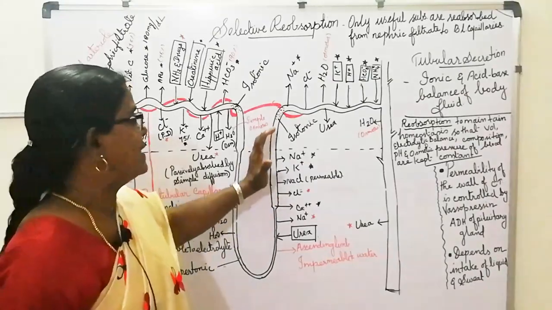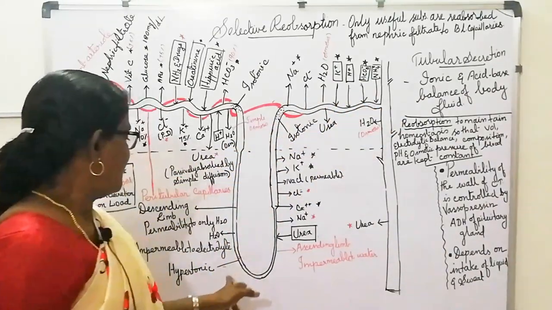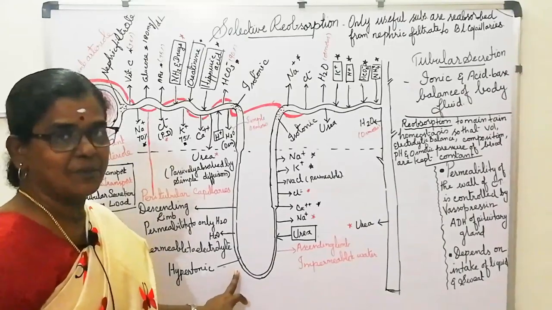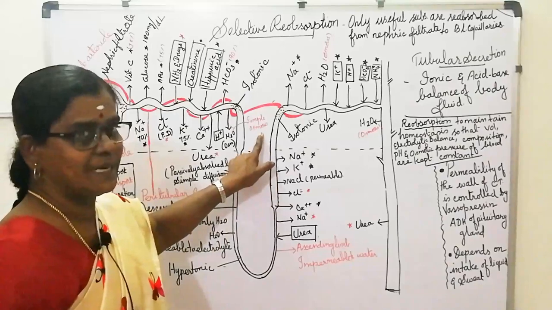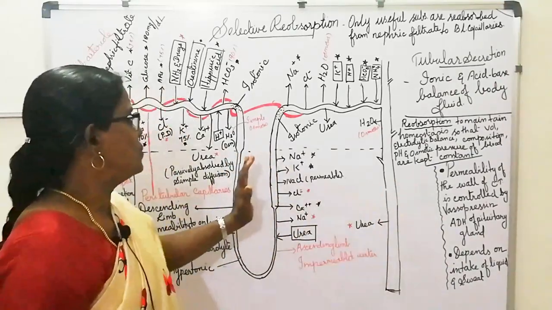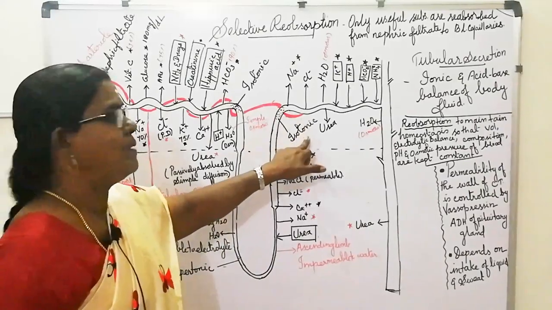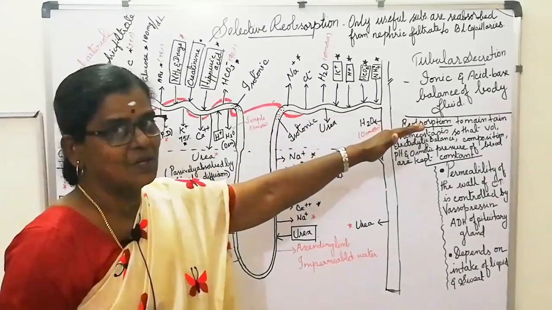Then the filtrate is passing through to the distal convoluted tubule. When the filtrate is in this place, the filtrate condition is hypertonic. When it is passing through the ascending limb, many electrolytes are reabsorbed, so the condition of the filtrate becomes isotonic. Then this filtrate is passing through the distal convoluted tubule.